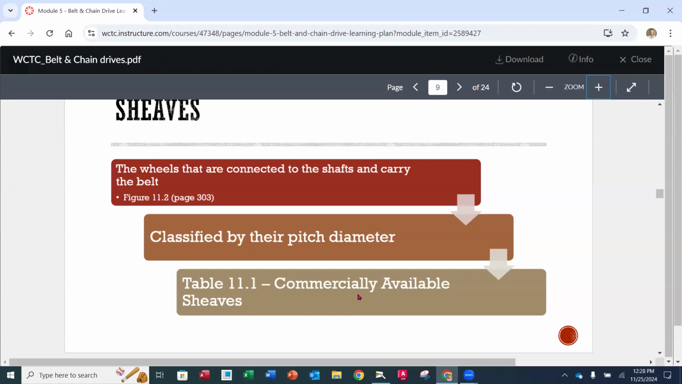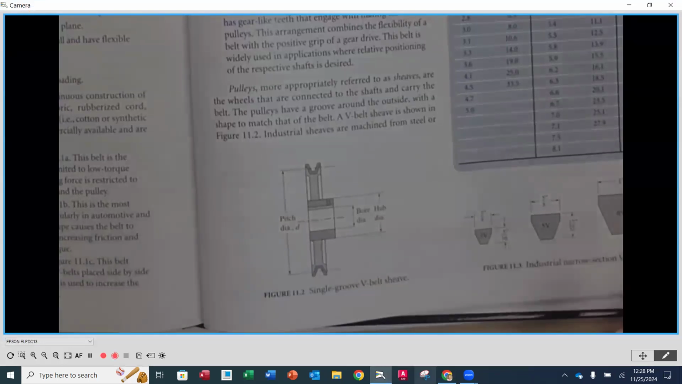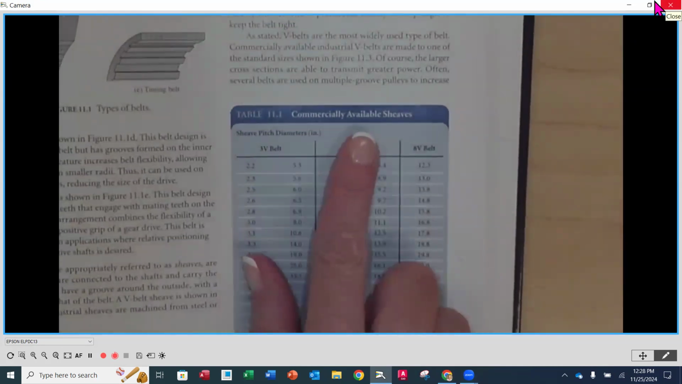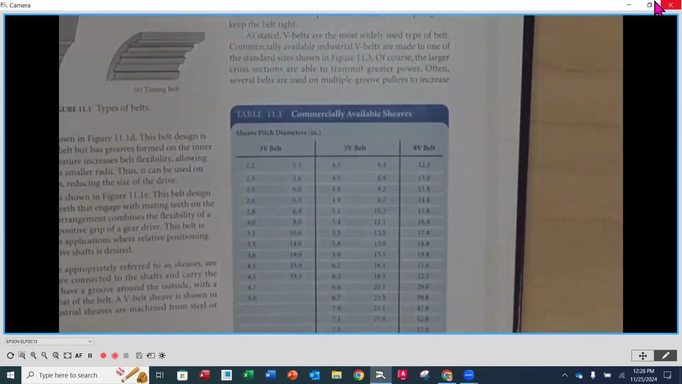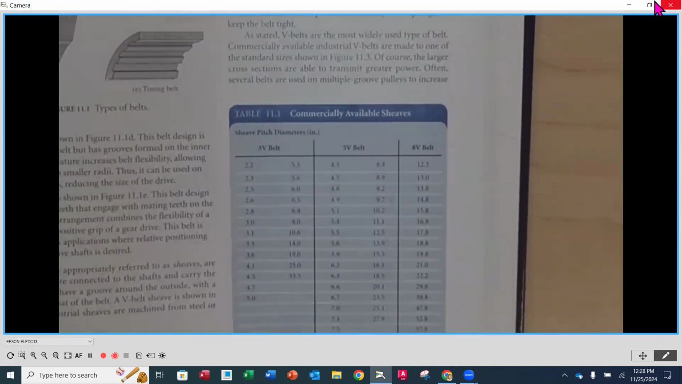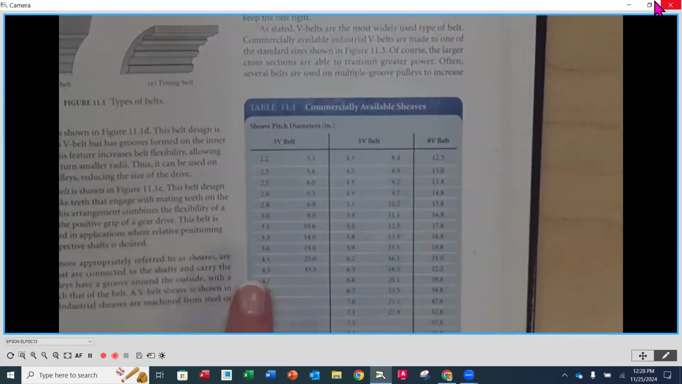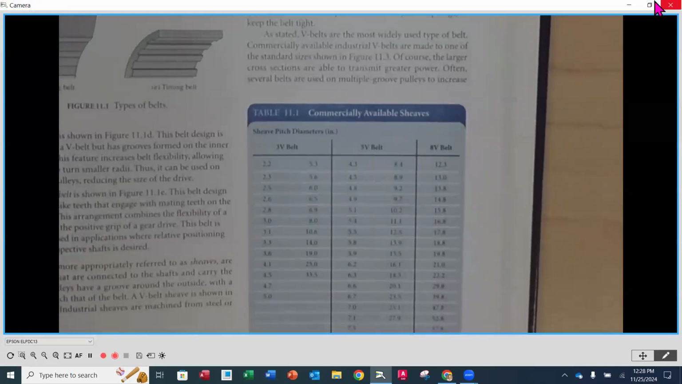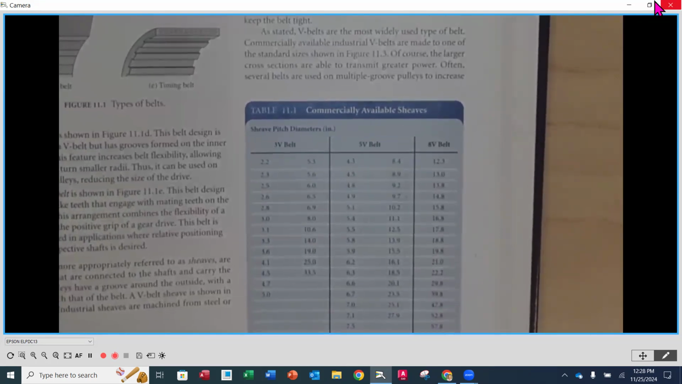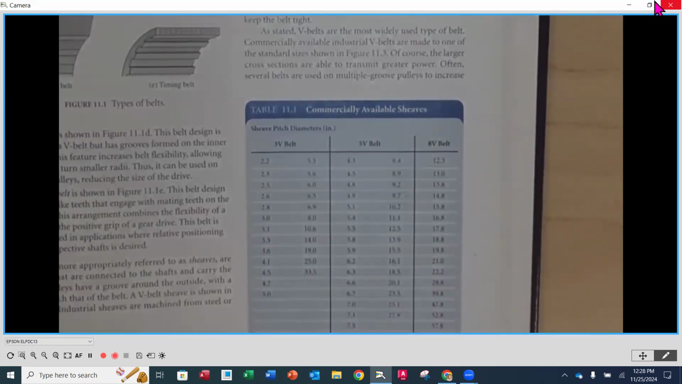They're going to be classified by their pitch, commercially available sheaves. So when we look at table 11.1, you're going to notice that we have commercially available sheaves. Now, this doesn't mean that these are the only ones available out in industry. Very often, companies who make V-belt drives or belt drives with sheaves are going to be making all of the belts, the categories of belts here, and we'll talk about that in a bit, and the sizes that we see here. But a lot of times they're going to have their own additional variations on to expand their product line and differentiate from other competitors.